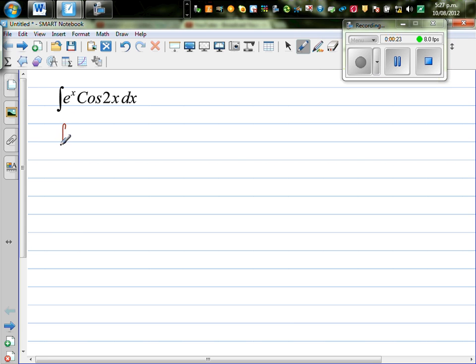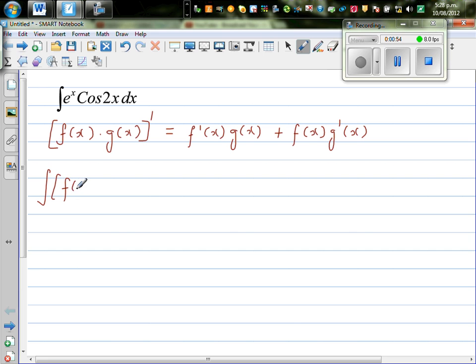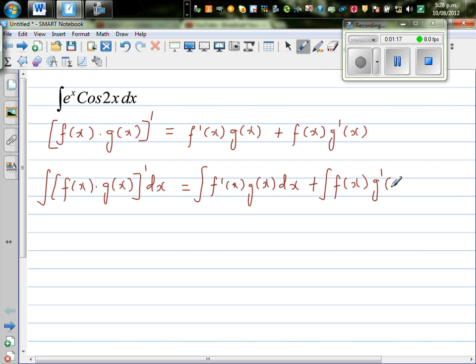So you've learned in differentiation, if it is f of x times g of x, dash or prime, if you differentiate this, you get f dash x times g of x plus f times g dash x. So if you integrate both sides with respect to x, this is integration of f of x times g of x dash dx, equal to integration of f dash x g of x dx plus integration of f of x times g dash x dx.